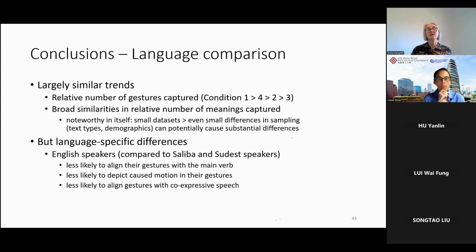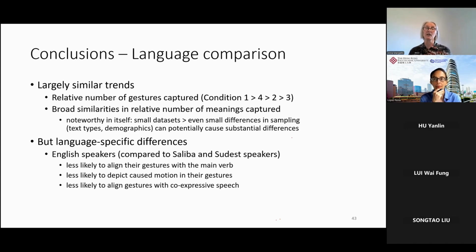So broad similarities in the relative number of meanings captured. That's noteworthy in itself that condition 1, 2, and 4 are similar because we have quite small data sets. So any difference in sampling relating to text types, demographics, people, could have a quite big effect. So the fact that we find this similarity is actually quite interesting. But we also find language-specific differences.